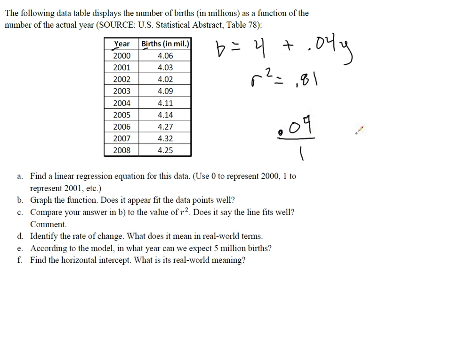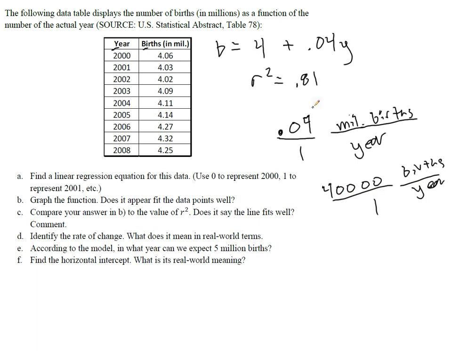0.04, this is change in output over change in input. Output is the million births. Now, it's in millions, so these numbers are 4.06 million. So that would be per 1 year. Alternatively, if you want to multiply this by millions, because it's 0.04 multiples of a million, you'd get 40,000 births per year, if you want to think about it like that. But we'll treat it this way just to keep the numbers smaller to deal with.